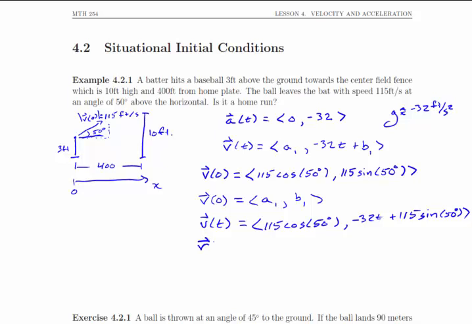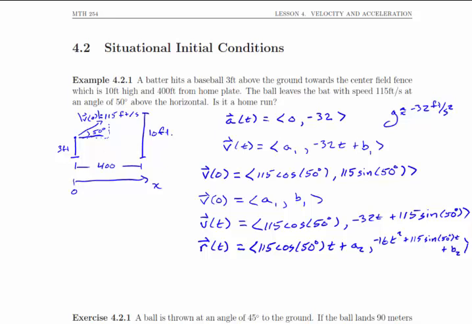All right, and from here we're going to go ahead and find our position. Oops, r of t. Let's make that clearly an r. So I start taking my antiderivatives, and I get 115 cosine of 50 degrees times t plus a2, and then negative 16t squared plus 115 sine of 50 degrees times t. Running out of space, hopefully you guys are okay with that. That's all in that component there, plus b2.